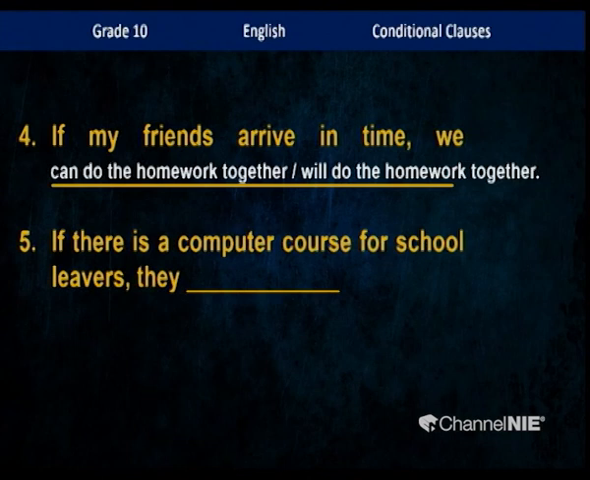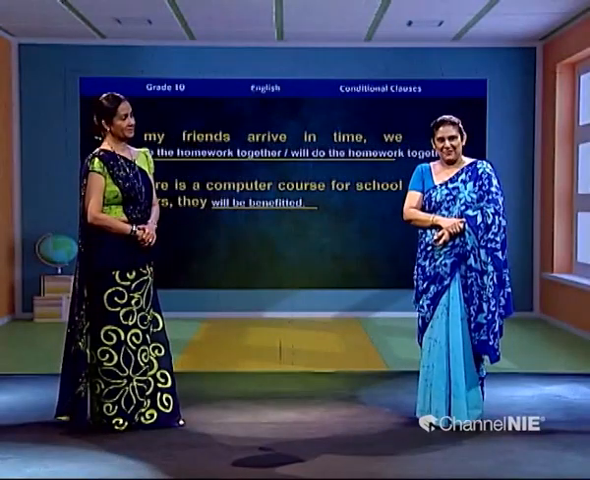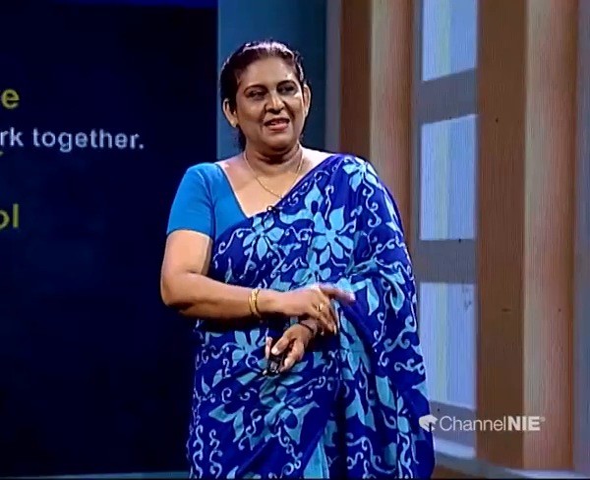Right. The fifth one, if there is a computer course for school leavers. Remember, for school leavers, if there is a computer course, yes, they will be benefited. They will help the students, especially the school leavers, if there is a course. So remember, children, if part, simple present, and the result part will be beneficial. Right. So let us move on to another activity.